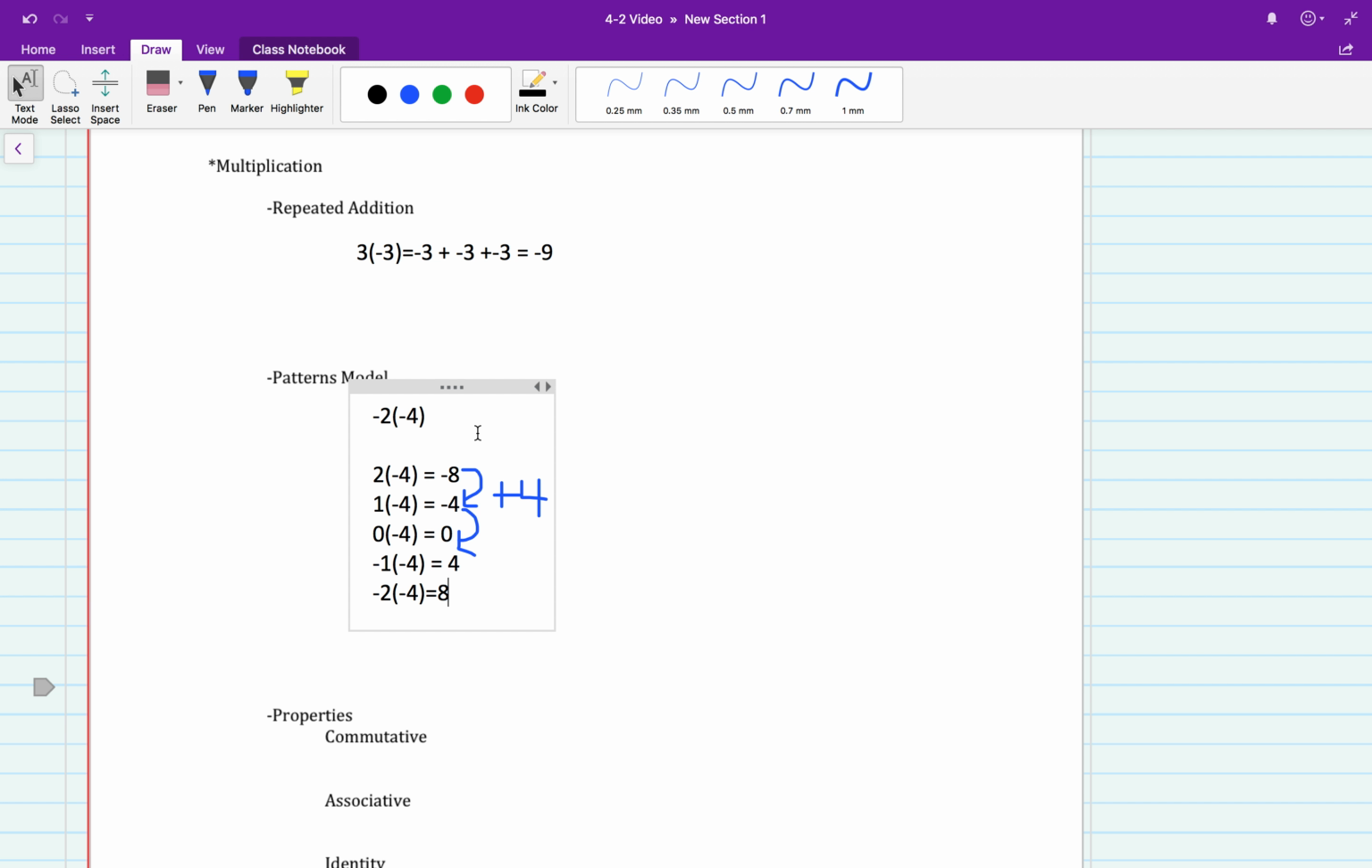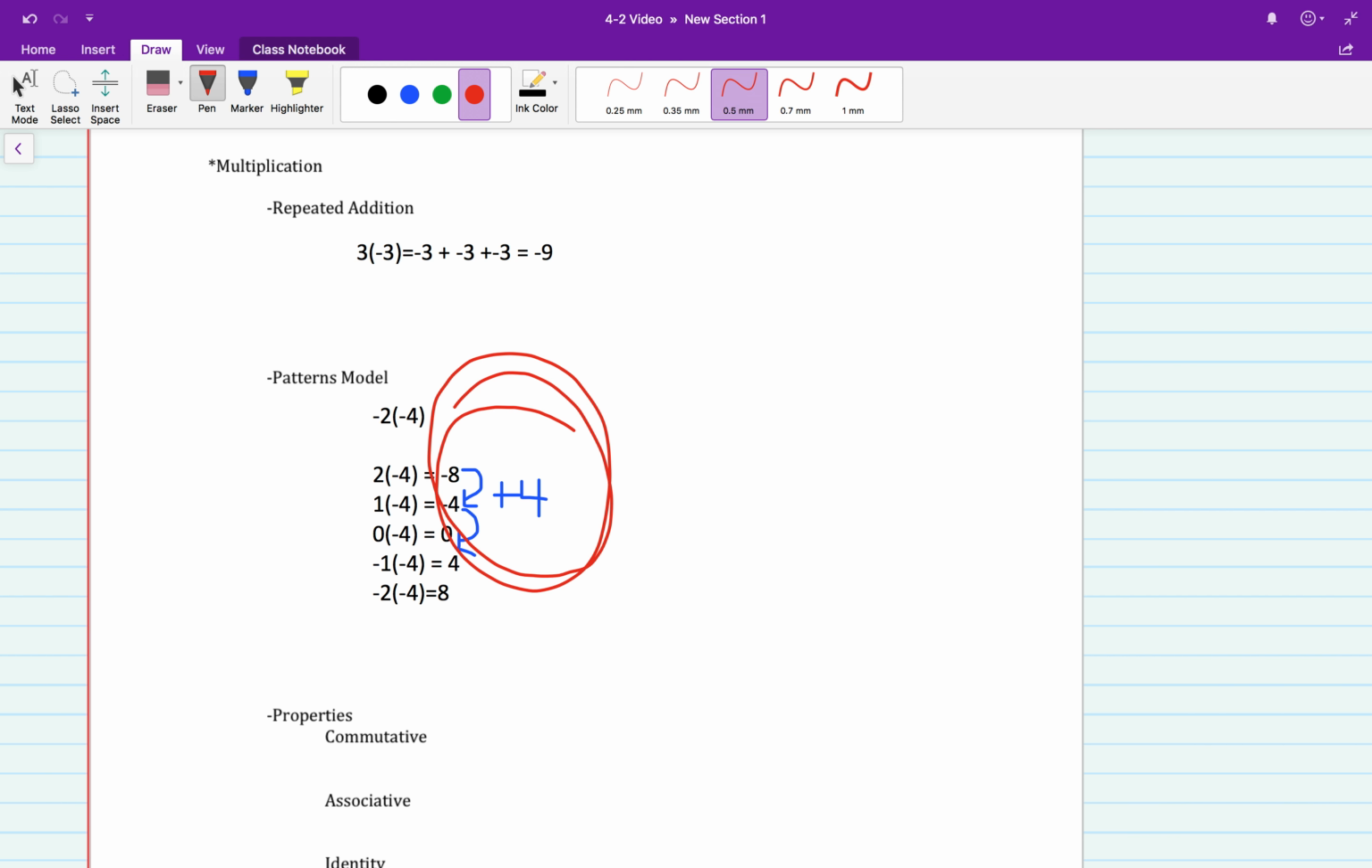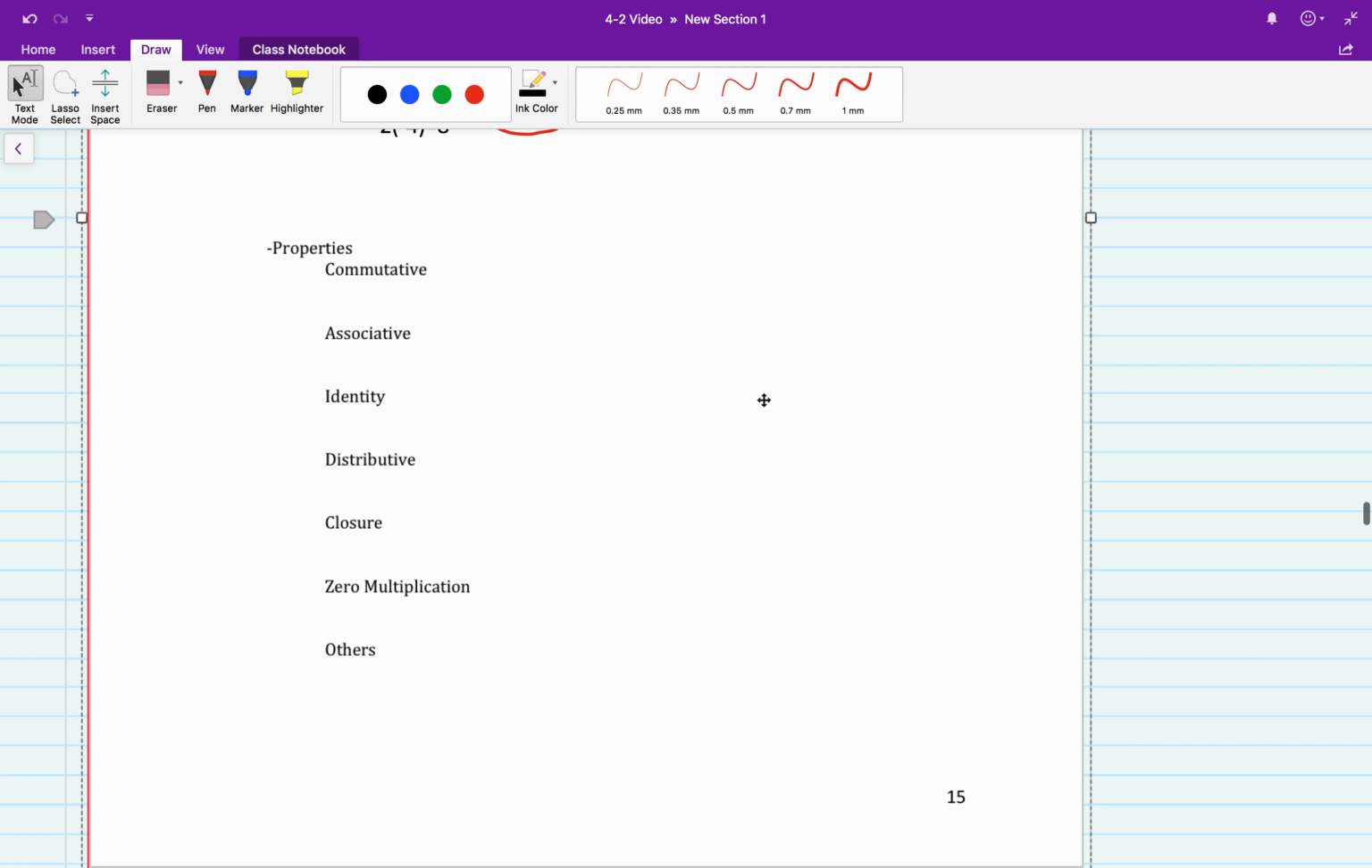When we show the patterns model, there are 2 things that I really am looking for. One, did you choose the right number to change? And did you show me the pattern? So super important that you show me this pattern here. Let me do one more of these patterns model because that is a new concept for us.